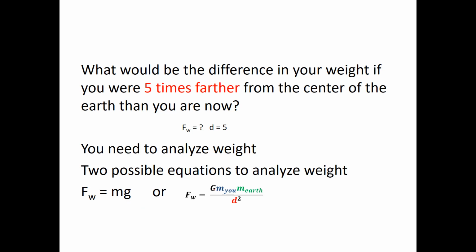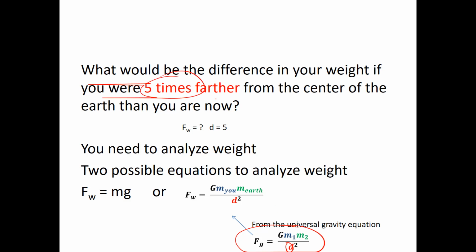But this, G m1 m2 over d squared, does. And once again, on your equation sheet it's going to say FG, but really it ends up being your weight. It's this equation right here, and you're going to go ahead and work with that one. So we're going to use the FG equation, and we're going to figure out if this distance changes and becomes 5 times farther, what's going to happen to this number as a result.